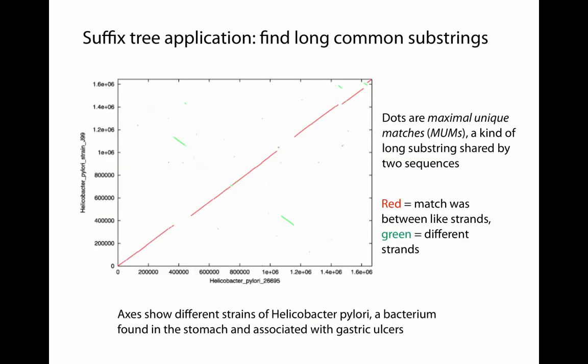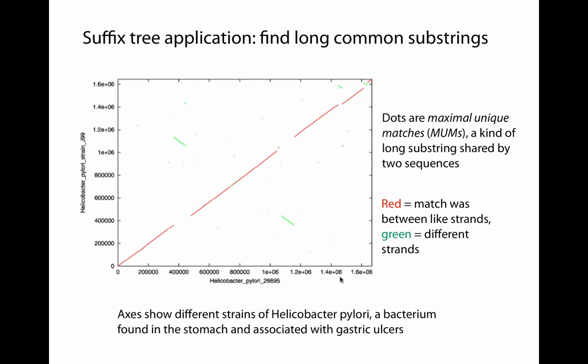So let's talk about a real-world problem that suffix trees are used to solve. In fact, this is one of the first places where suffix trees were used in computational biology, in computational genomics. So the problem here is that we have two genomes. Maybe they're closely related genomes, as in this case.